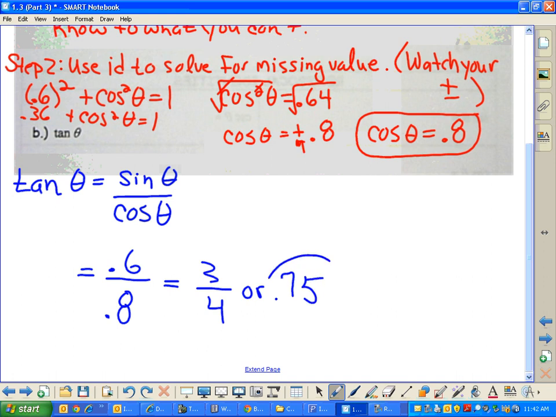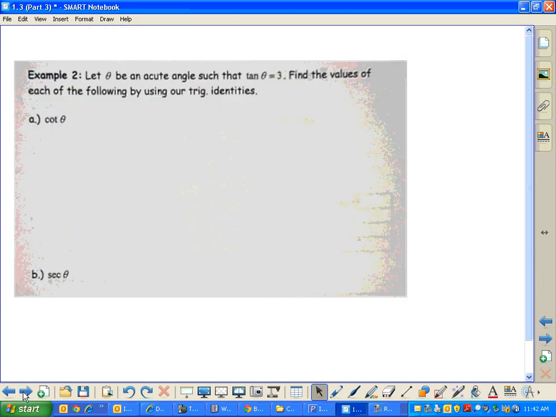So that's the value for tangent for this angle. Are there questions about that? All right, let's do it again. Example 2.